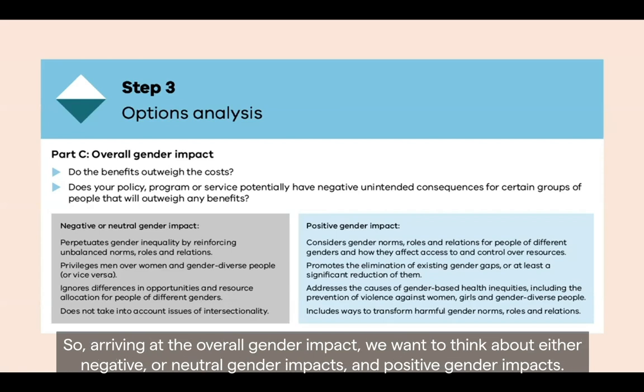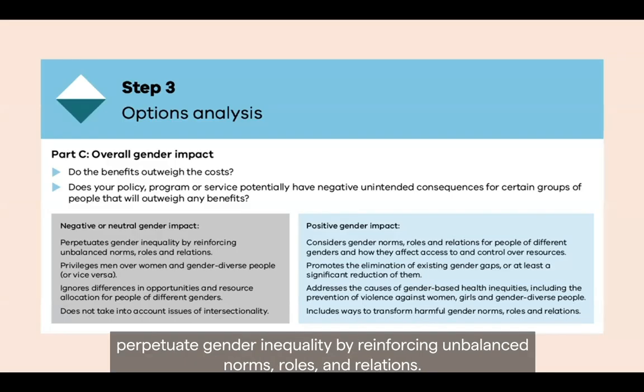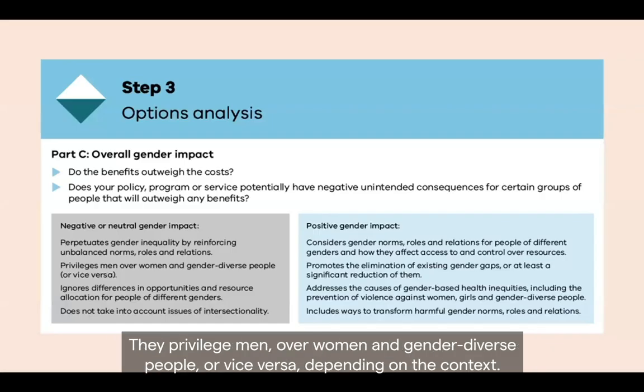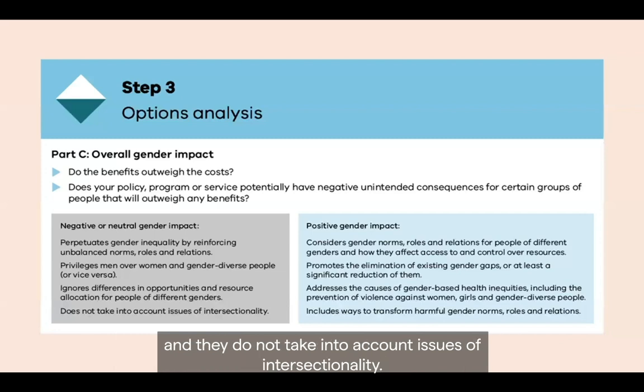So arriving at the overall gender impact, we want to think about either negative or neutral gender impacts and positive gender impacts. Those negative or neutral gender impacts are those that we want to try and avoid. Those are the ones that perpetuate gender inequality by reinforcing unbalanced norms, roles, and relations. They privilege men over women and gender diverse people, or vice versa, depending on the context. They ignore differences in opportunities and resource allocation for people of different genders, and they do not take into account issues of intersectionality.